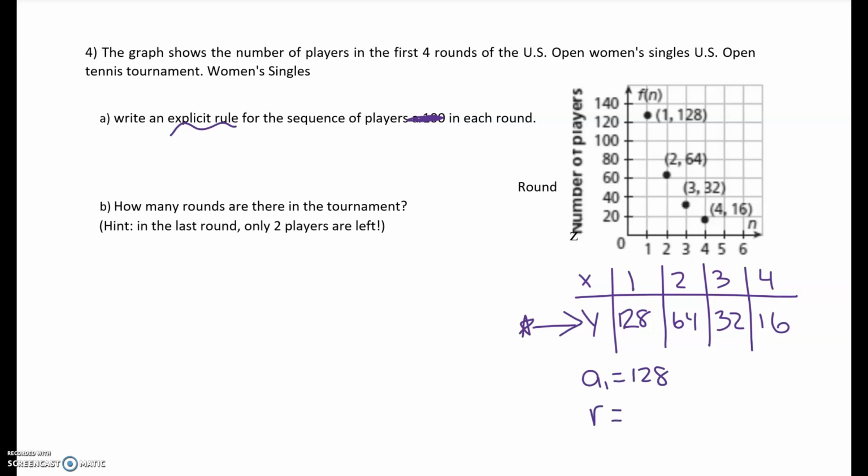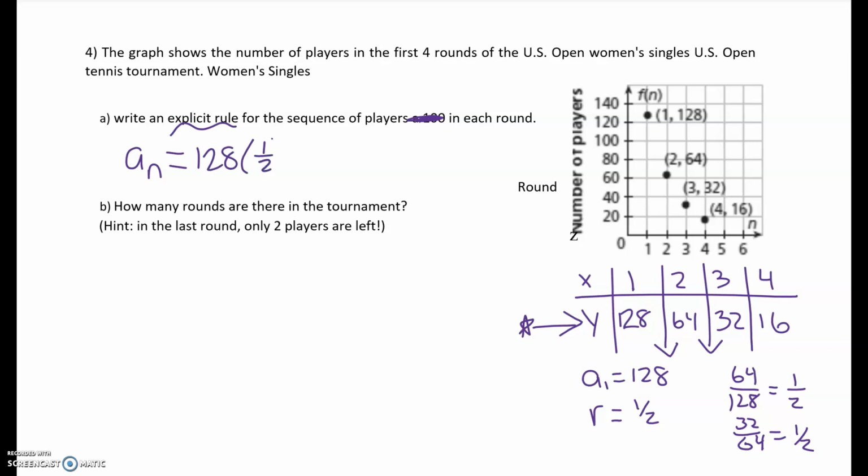What would the common ratio be? Well, how are we going to go from 128 to 64 and 64 to 32? Well, let's do our little division trick. This is half. Does that hold true for the next one? 32 over 64? That's still 1/2. So our r is 1/2. Our explicit formula will say a sub n equals 128 times 1/2 raised to the n minus 1.